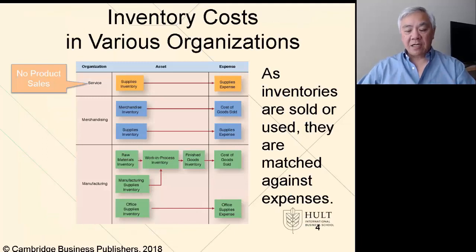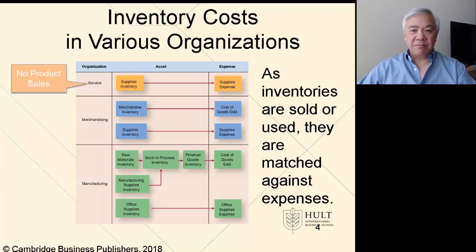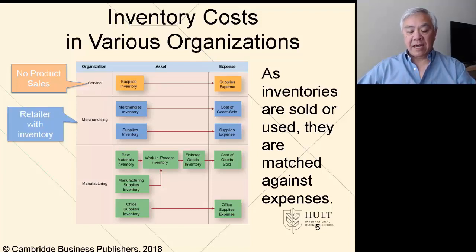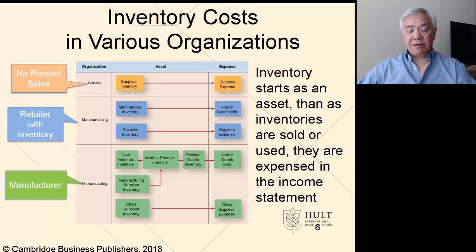Let's look at the inventory costs. First, if we had a service business, there's no product sales. They sell service, their time or their outcomes. The inventory they do have is supplies. It could be paper, pencils, etc. Second is we'll look at retailers. Retailers have inventory. If they're a clothing retailer, they'll have shirts and jackets and pants, etc. But they buy those from someone who manufactures them and they resell it to their customers. Third are manufacturers. They actually have manufacturing.